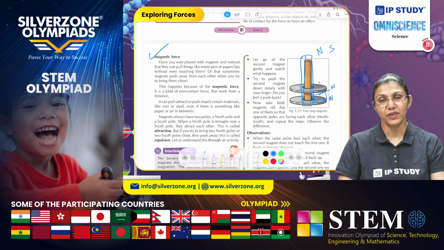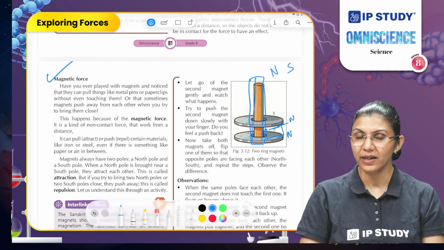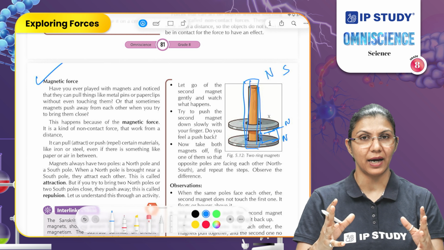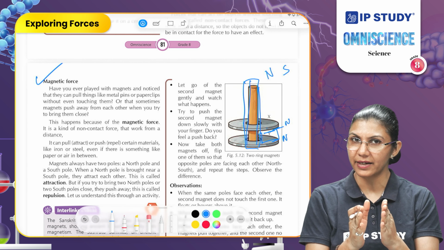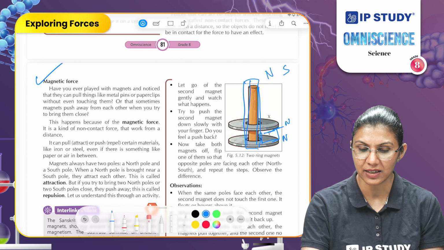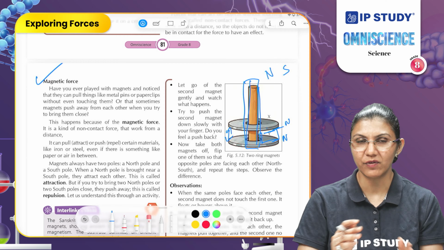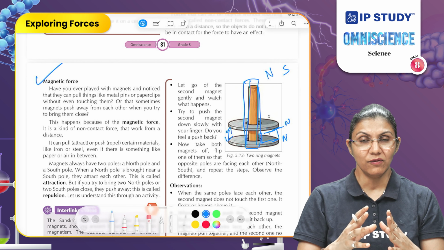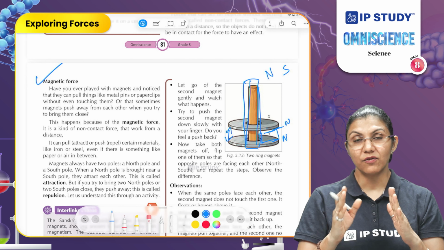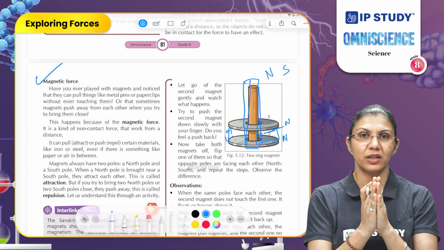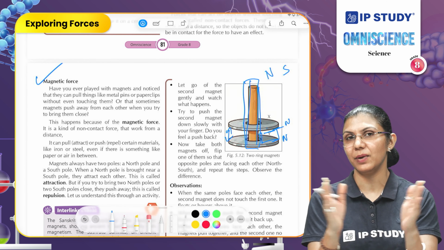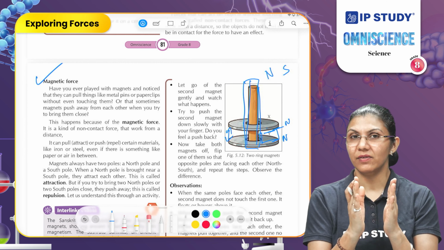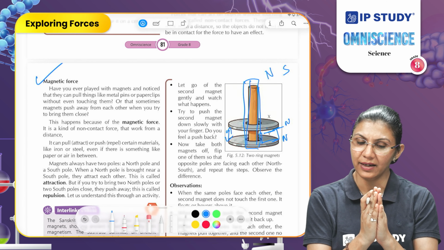Okay, so what are we concluding here? We are concluding that magnetic force is a non-contact force which can be experienced from a certain distance, as we are seeing this gap between these two magnets. If both the surfaces which are interacting with each other have the same poles, they will repel each other. If these have different poles, then they will attract each other, even from a certain distance.